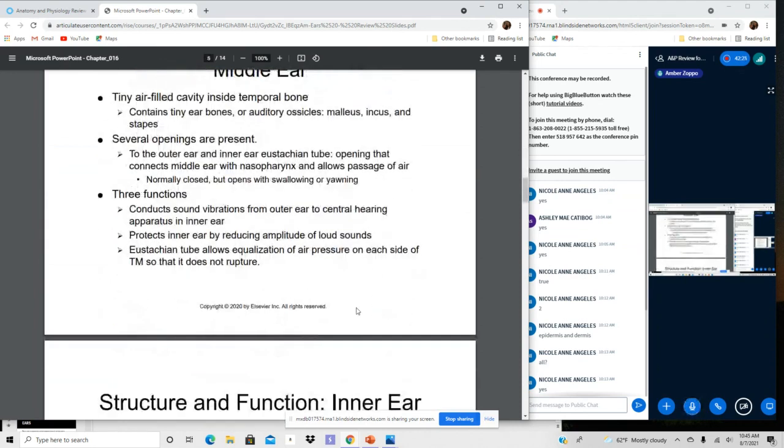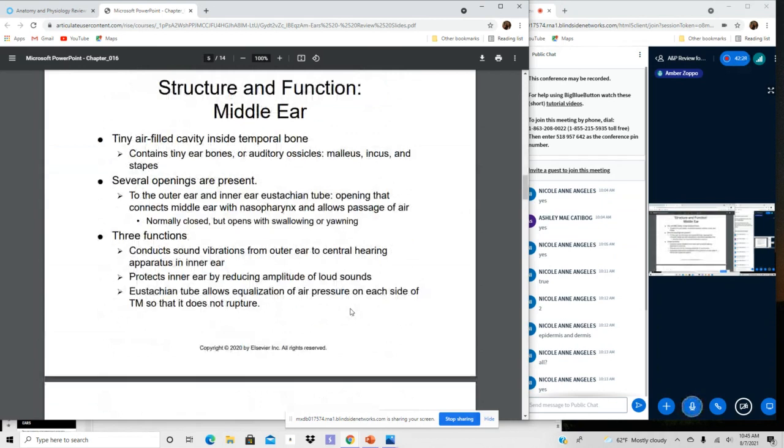The middle ear consists of tiny air-filled cavities inside of the temporal bone. It contains tiny ear bones, or auditory ossicles, the malleus, incus, and stapes. There are several openings that are present. There are openings to the outer ear and to the inner ear. The eustachian tube is the opening that connects the middle ear and the nasopharynx and allows passage of air. Normally it's closed, but with swallowing or yawning, the eustachian tube opens.